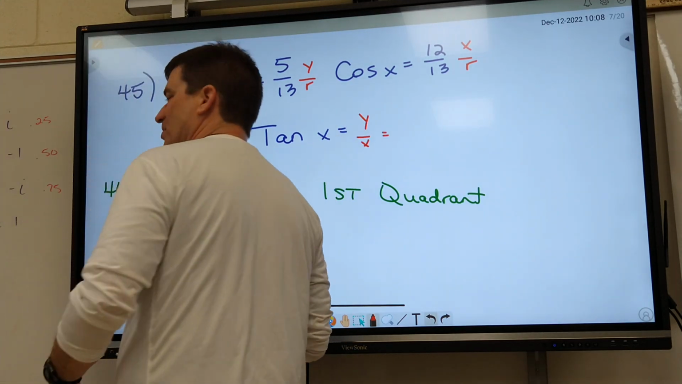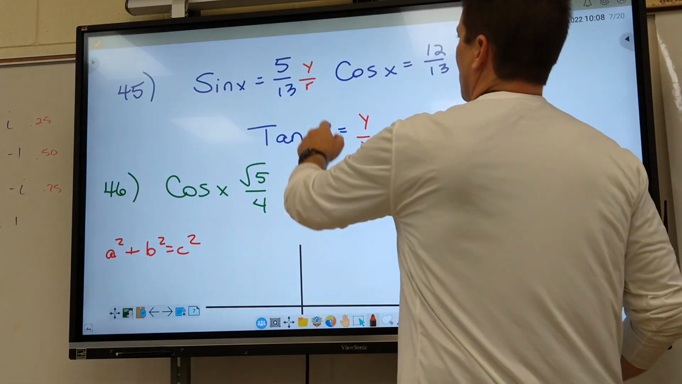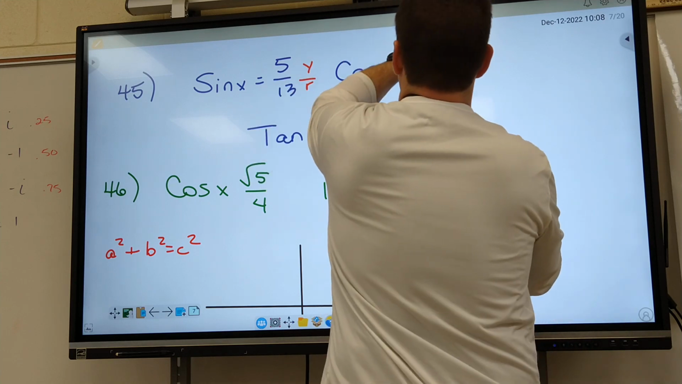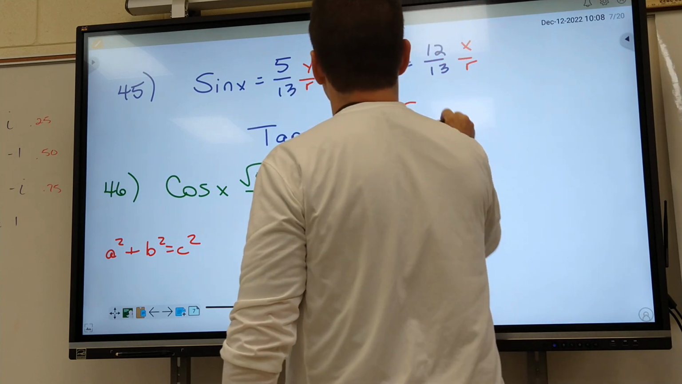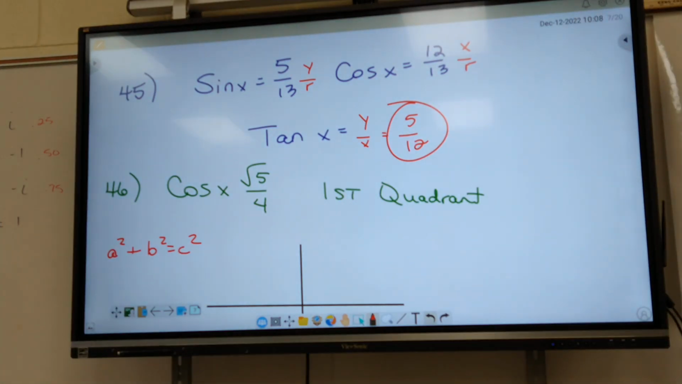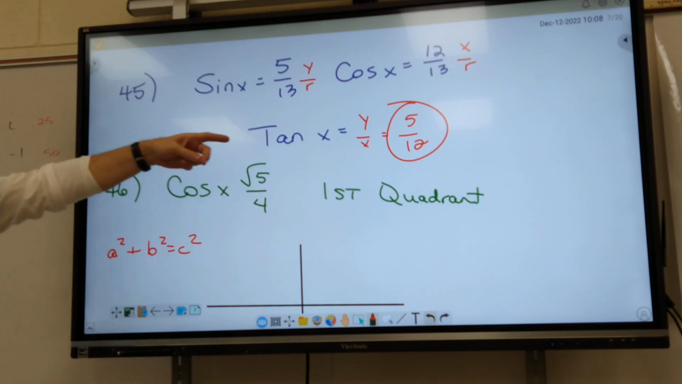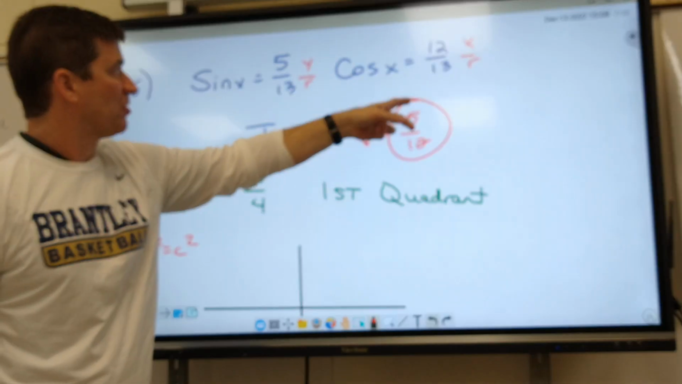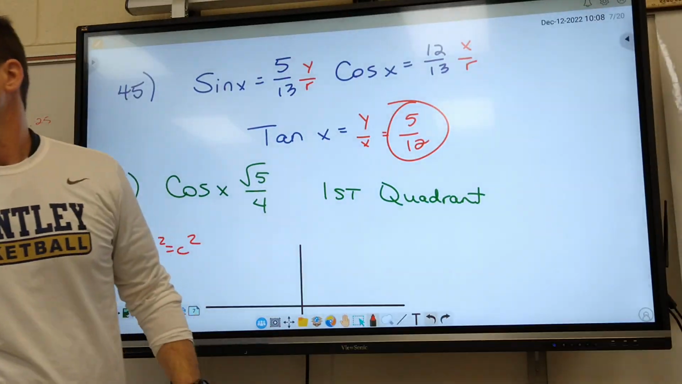So instead of drawing a triangle, why don't we just take the Y from here and the X from here and be done with it? Y'all understand what I did? I just copied the formulas, and then I took the formula Y over X. Why can't I take 5, put on top, 12, put on bottom?